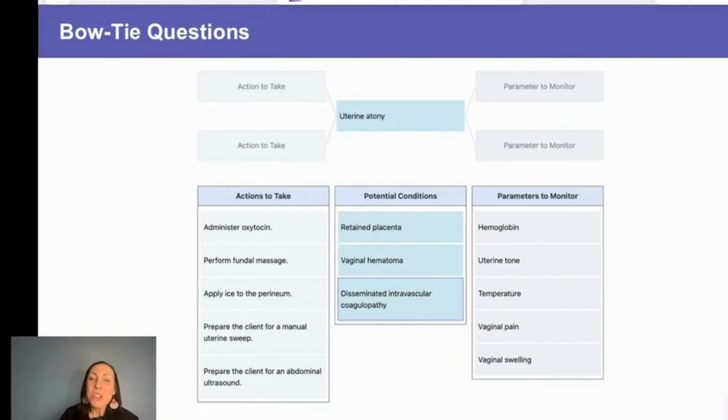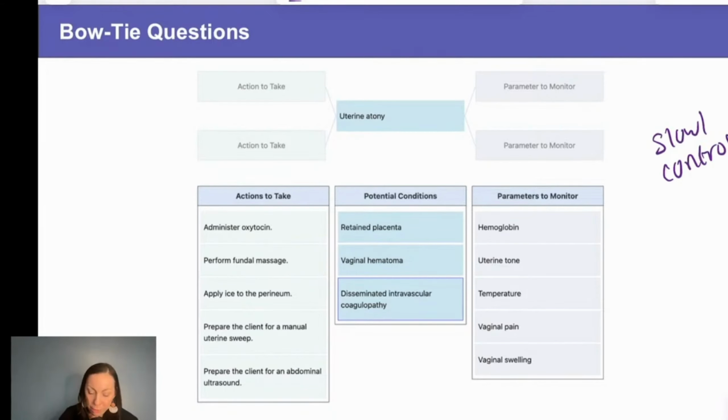All right. So looking at our other options, we have apply ice to the perineum. So would we want to do that, or when would we do that? We would definitely do ice to the perineum anyways for any vaginal delivery, but specifically if a client had a hematoma. Remember that applying that ice is not going to slow or control that bleeding, right? It's just going to be comfort.